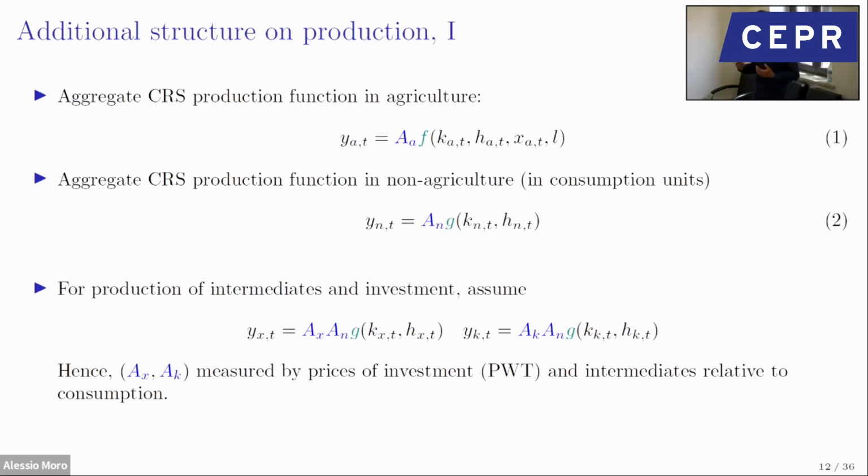We make one additional assumption. Again, we're going to have a 4-sector model where we also have intermediate inputs and capital. There we make the simplifying assumption that the isoquants are the same for all the non-agricultural industries. That makes our life a little bit simpler because we can directly read off those A_X and A_K terms from the relative prices we observe. That's all.